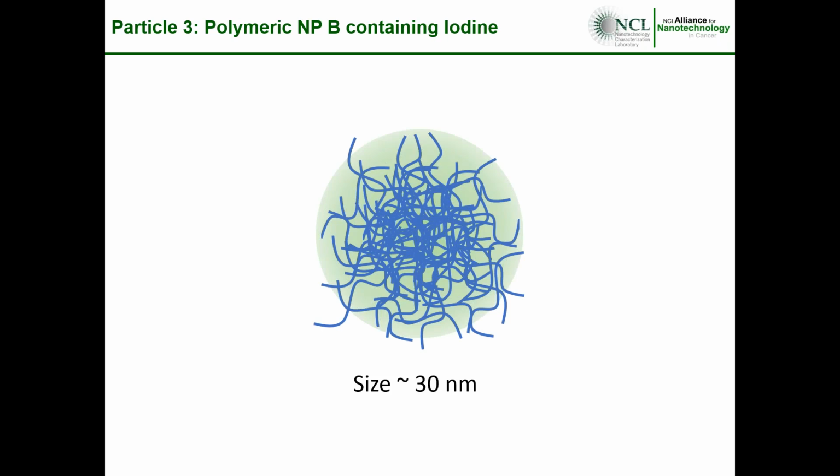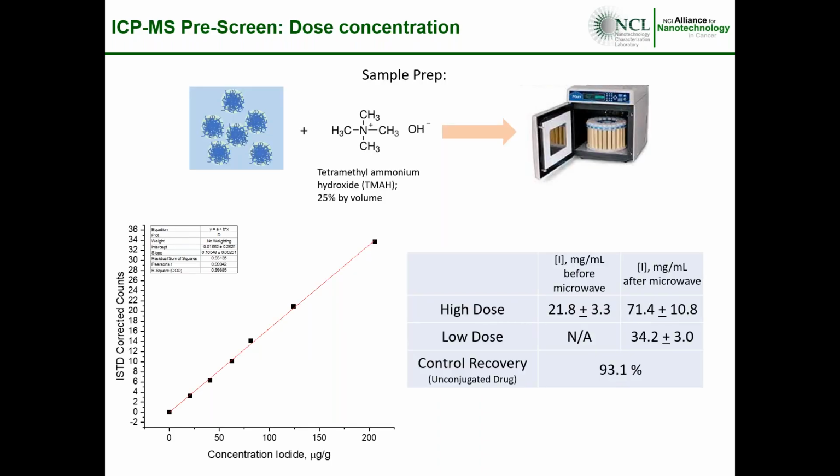So this is a polymeric nanoparticle containing iodine. And this particle is about 30 nanometers in size. What we noticed with this particle is it's extremely stable, and so we had to pre-digest this sample. You can see in our concentration chart, when we were quantifying the amount of drug that we're going to use for this animal study in our dosing solutions, that if we don't microwave this sample, we only see about a third of the total iodine. When we pre-break down this sample, we see all of it, and it's in agreement with our client.